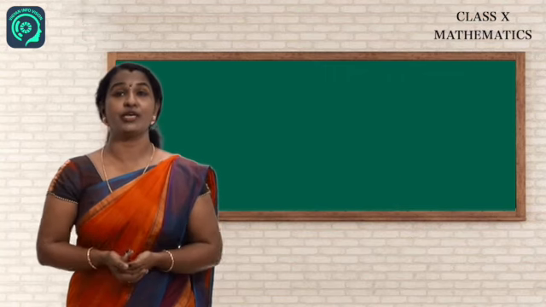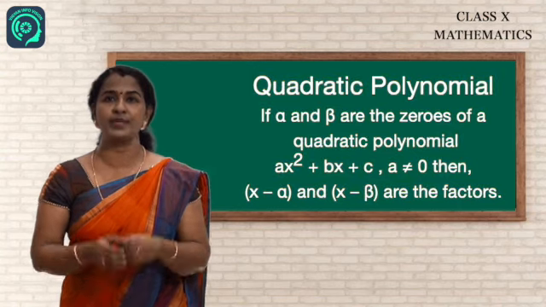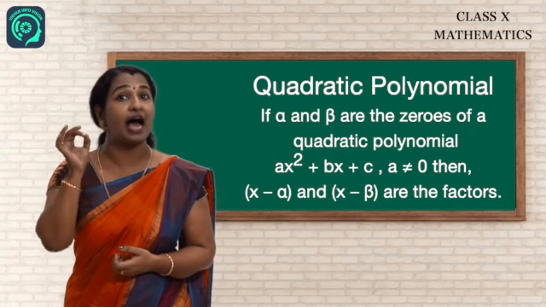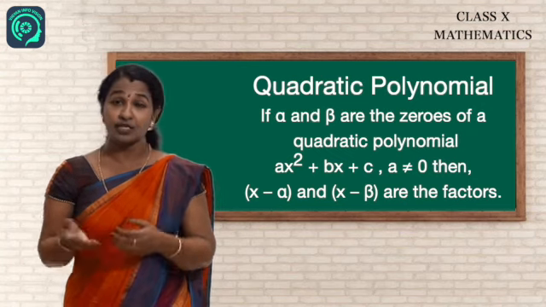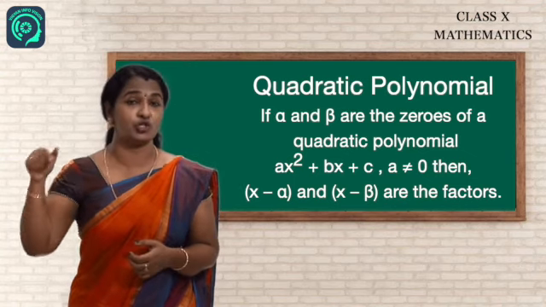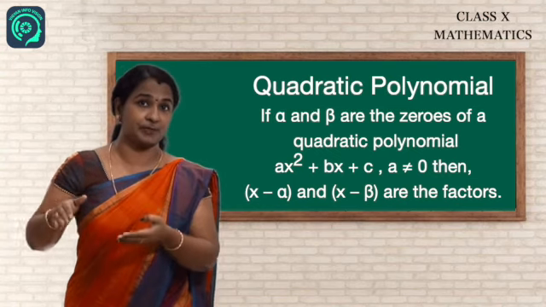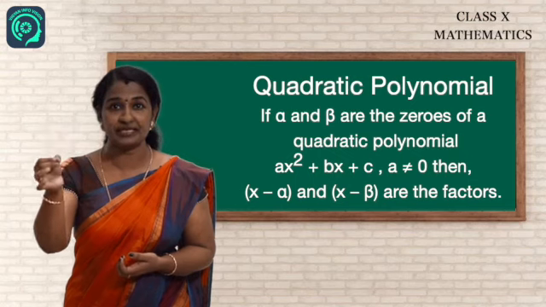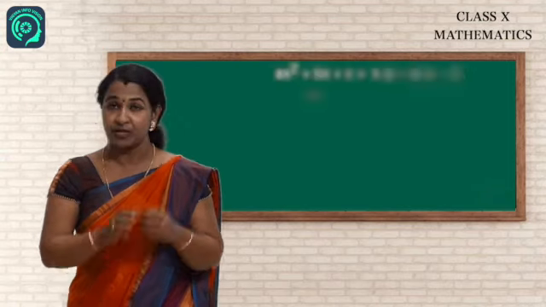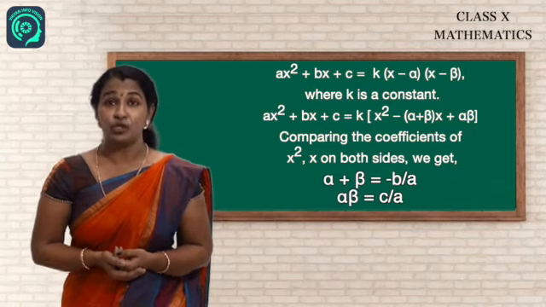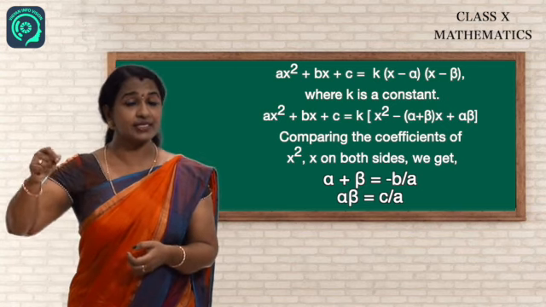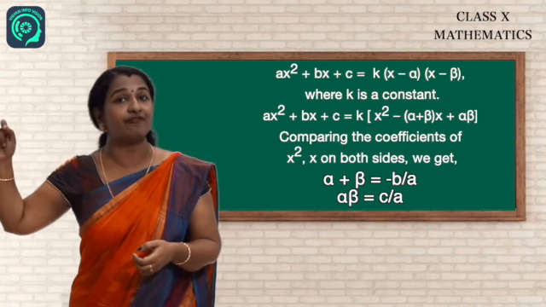Now coming to the quadratic polynomial, we have learned the standard form is ax square plus bx plus c. And let us take the two zeros as alpha and beta. So the ax square plus bx plus c can be equated to k into x minus alpha and x minus beta, because they are the factors. If alpha and beta are the zeros, that means x minus alpha and x minus beta will be the factors. So when you equate the coefficients, you will get ax square plus bx plus c is equal to x square minus alpha plus beta into x plus alpha beta.